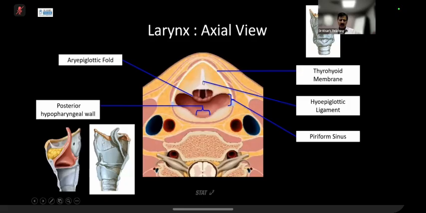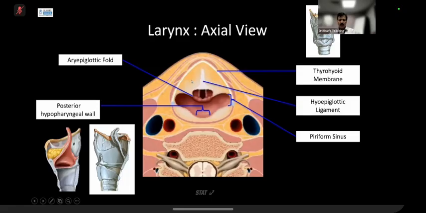Next slide. Now on the next slide, this is the hyoepiglottic ligament. Of course, in a diagram it looks very good, but you won't see it on radiology. But just to make a point, this was this ligament, right? The hyoepiglottic ligament, which was within the glossoepiglottic fold.